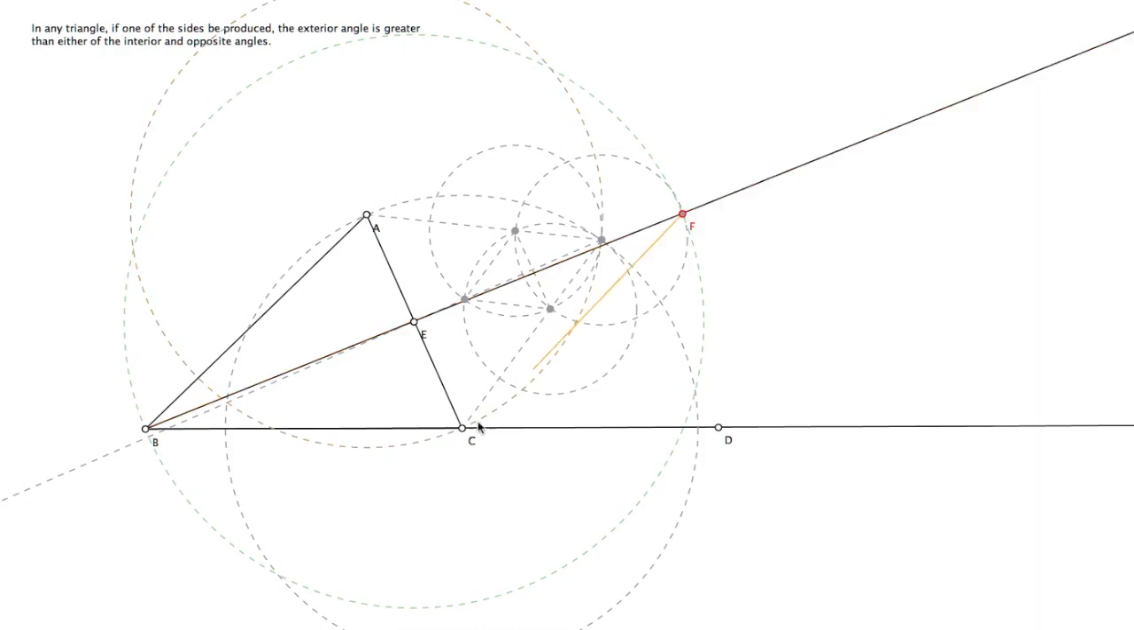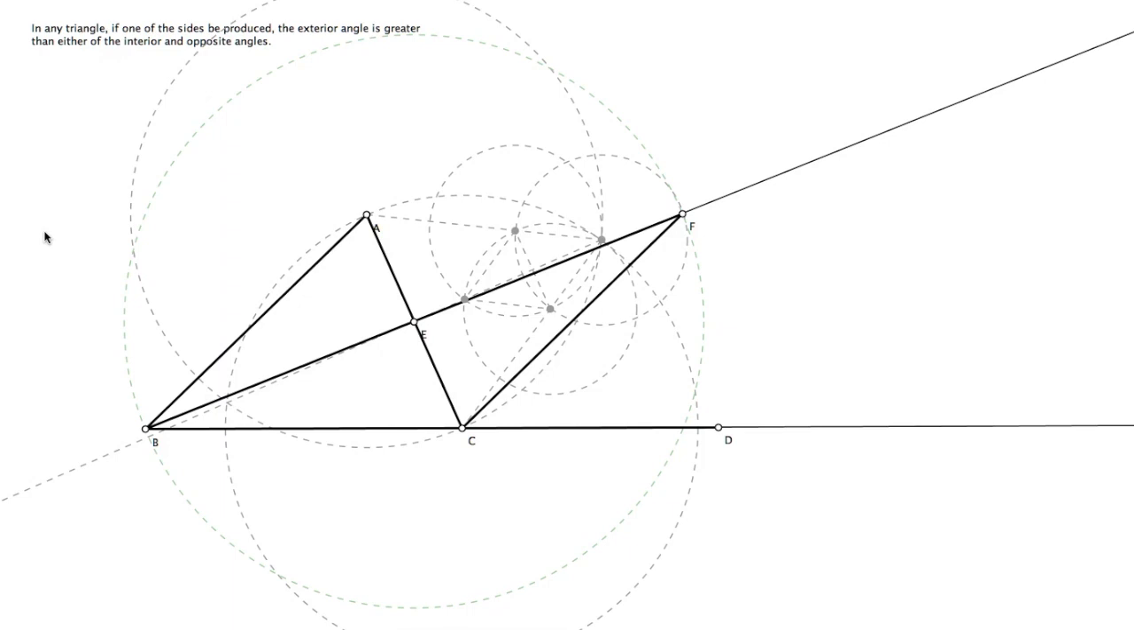So I'll do that now. We join F and C, and our figure is complete. And I'll trace around the figure as well to help you distinguish it from all the other things that we've done in our intermediate steps. So there we have our figure for proposition 16. Let's walk through the argument.